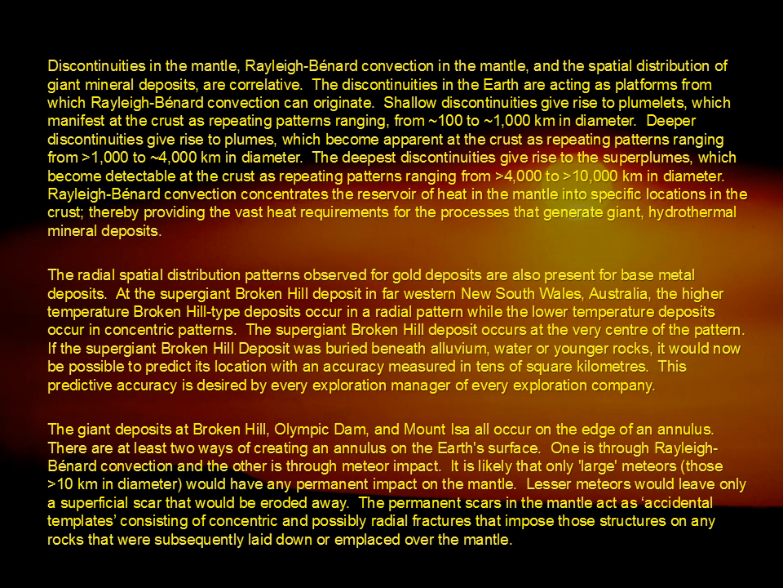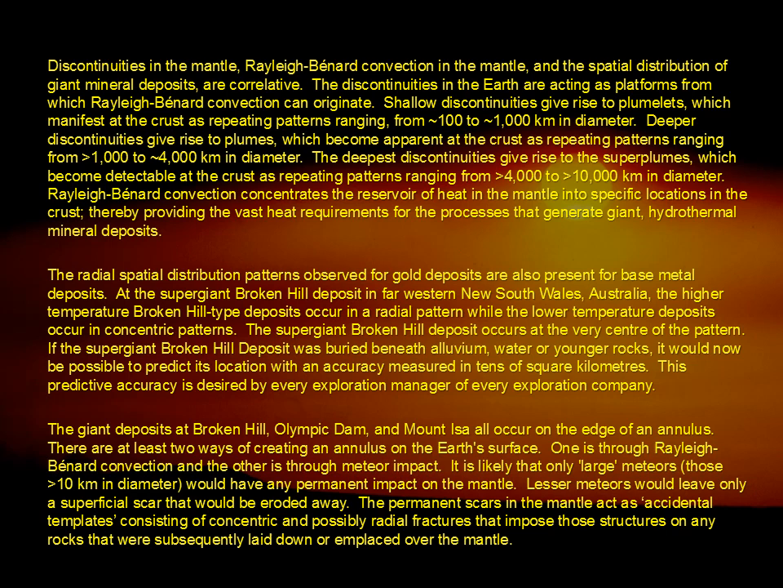The deepest discontinuities give rise to the superplumes, which become detectable at the crust as repeating patterns ranging from greater than 4,000 to greater than 10,000 kilometers in diameter. Rayleigh-Bénard convection concentrates the reservoirs of heat in the mantle into specific locations in the crust, thereby providing the vast heat requirements for the process to generate giant hydrothermal mineral deposits.